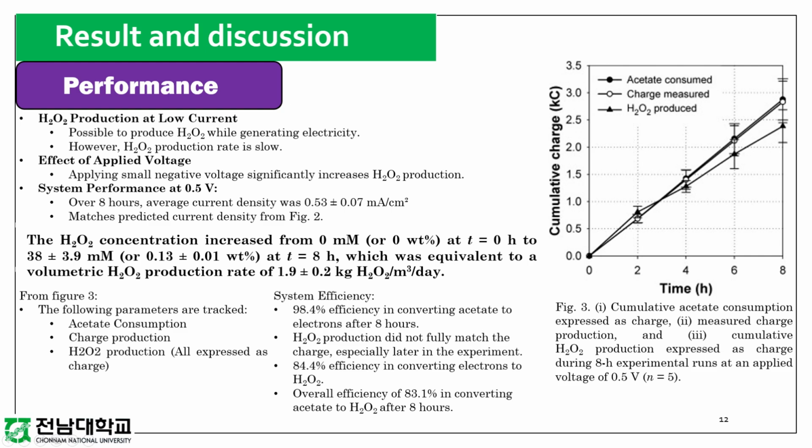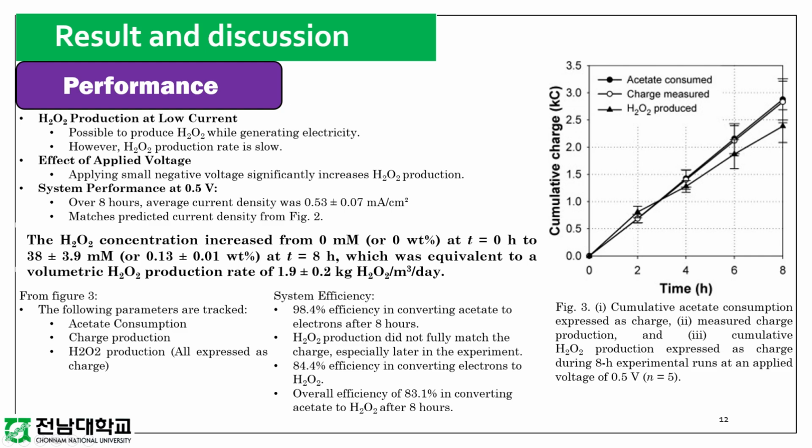Moving to Figure 3, we tested the system at a voltage of 0.5 volt over an 8-hour period, and the results showed an average current density of 0.53 plus or minus 0.07 milliampere per square centimeter, which closely matches the values predicted by our earlier tests in Figure 2.